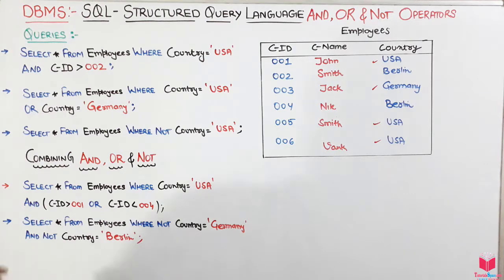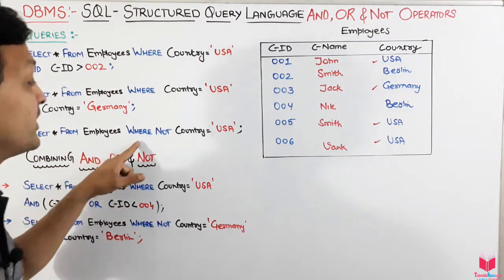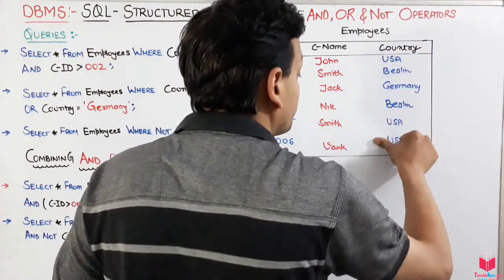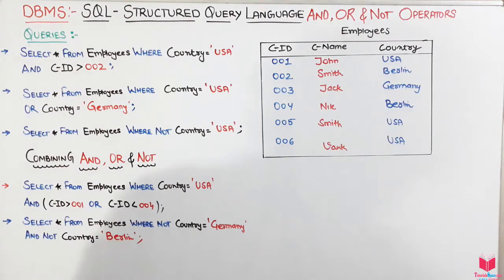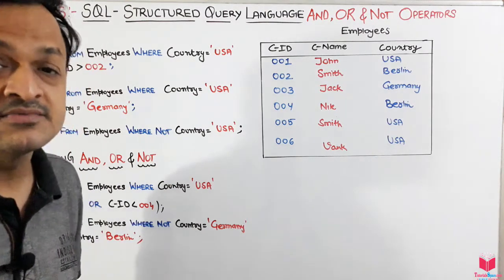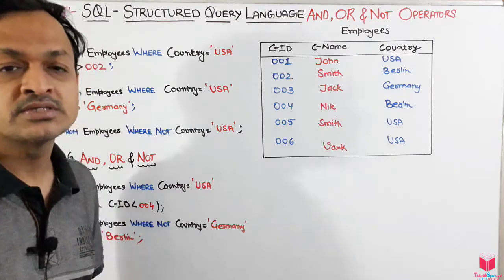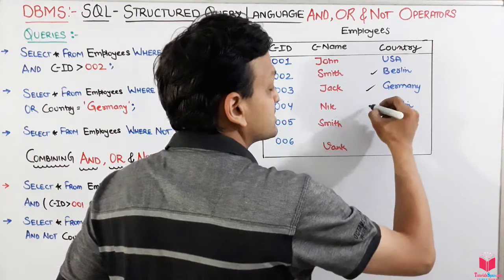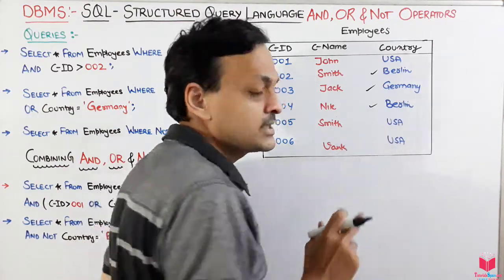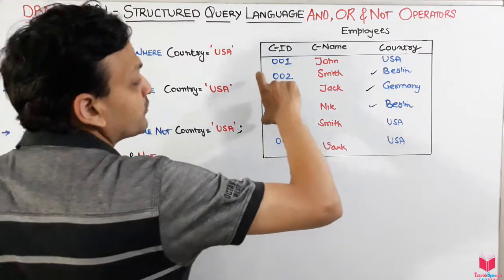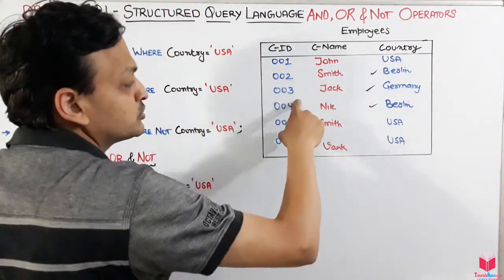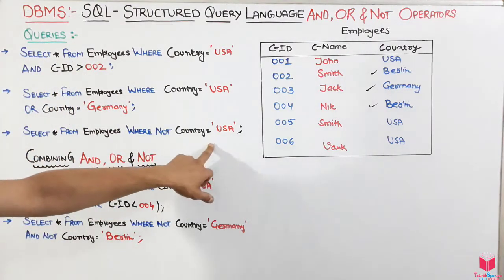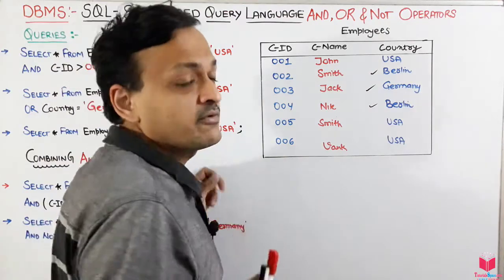After that we will do select star from employees where not country is equal to USA. Now we are using the NOT operator. It tells us that we have to select only those rows where country should not be USA. So USA, no. Berlin, yes. Germany, yes. Berlin, yes. USA, no. USA, no. So it will give the output of rows 002, 003, 004 and the remaining one, because it is not including USA. So we will skip USA from this.